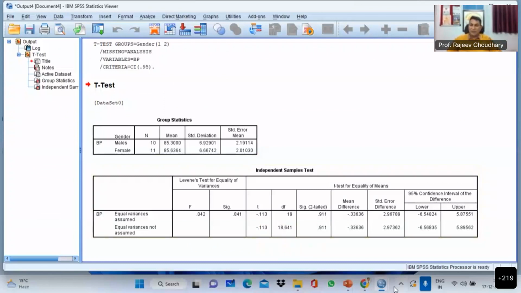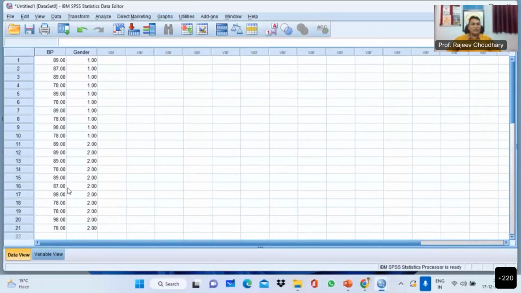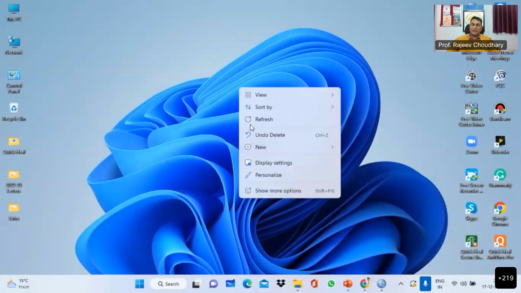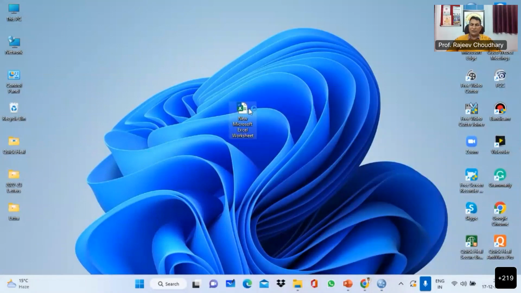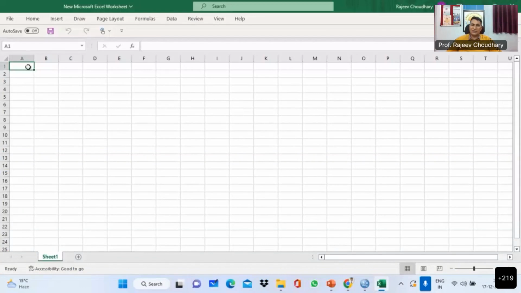But ladies and gentlemen, we have this facility in Excel also. Suppose we have taken these 21 subjects, 10 for males and then females. I am copying these, and this is the last part of my presentation. I am demonstrating with the help of Microsoft Excel. And in SPSS, we have to enter all the scores in a single column.